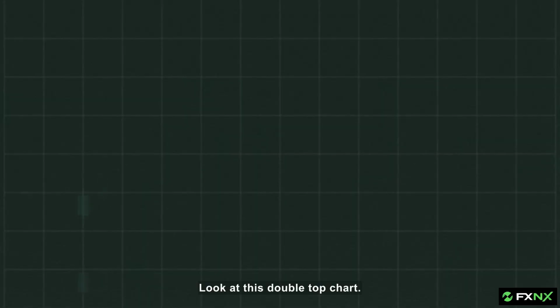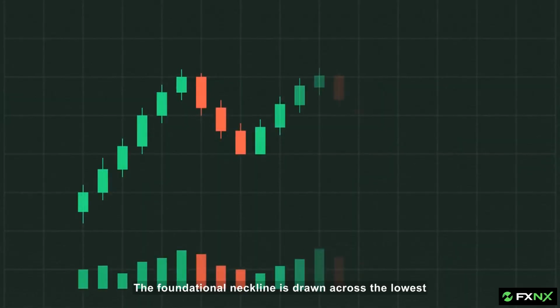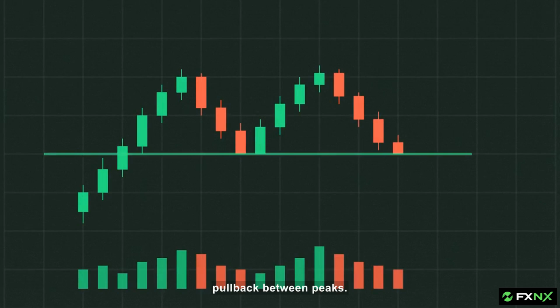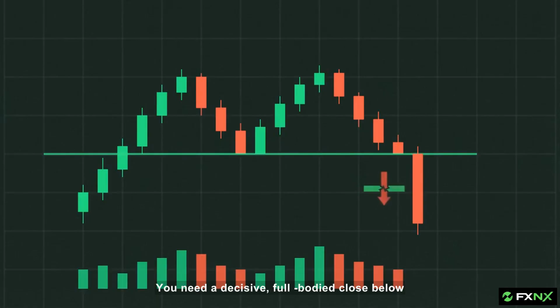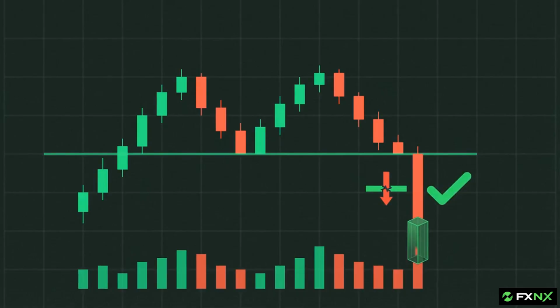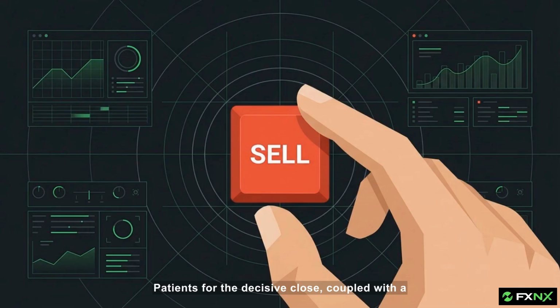Look at this double top chart. The foundational neckline is drawn across the lowest pullback between peaks. Until price breaches this line, the pattern is theoretical. Entering early is a gamble. You need a decisive, full-bodied close below the neckline, validated by massive volume. Patience for the decisive close, coupled with a volume spike, is the only way to mathematically confirm a shift in market sentiment.